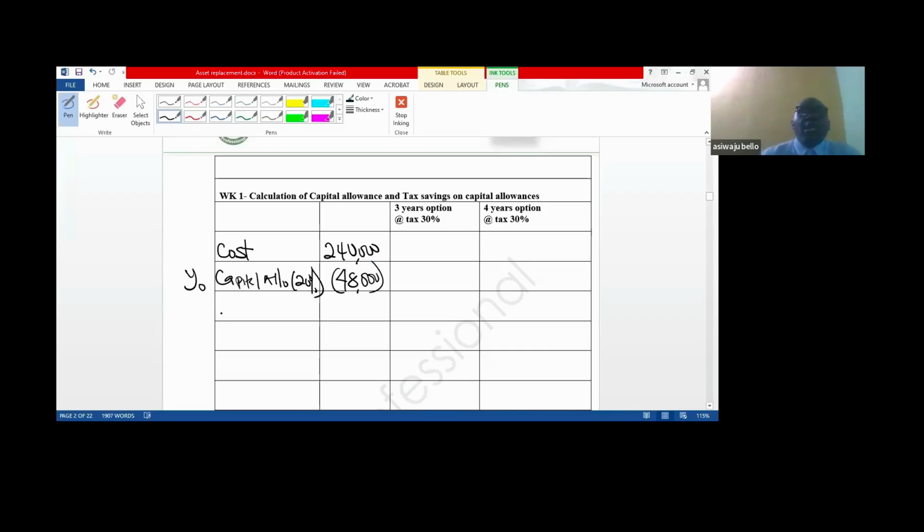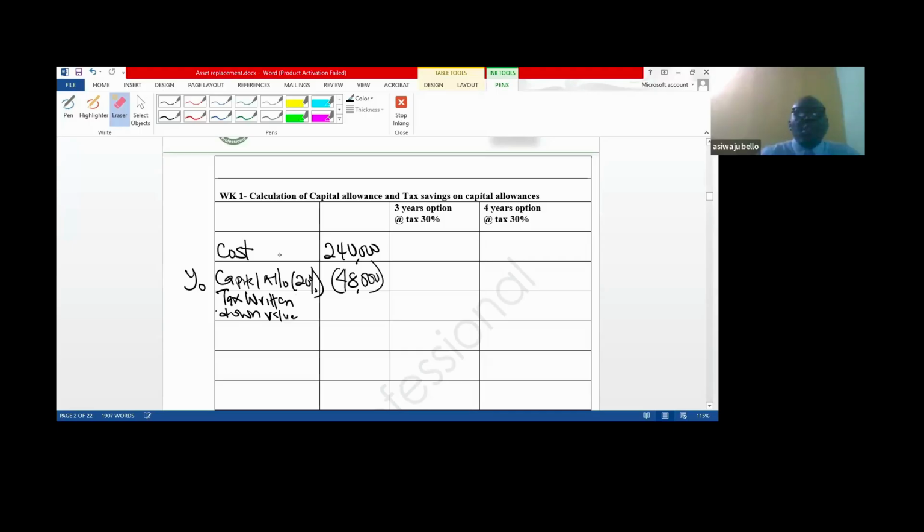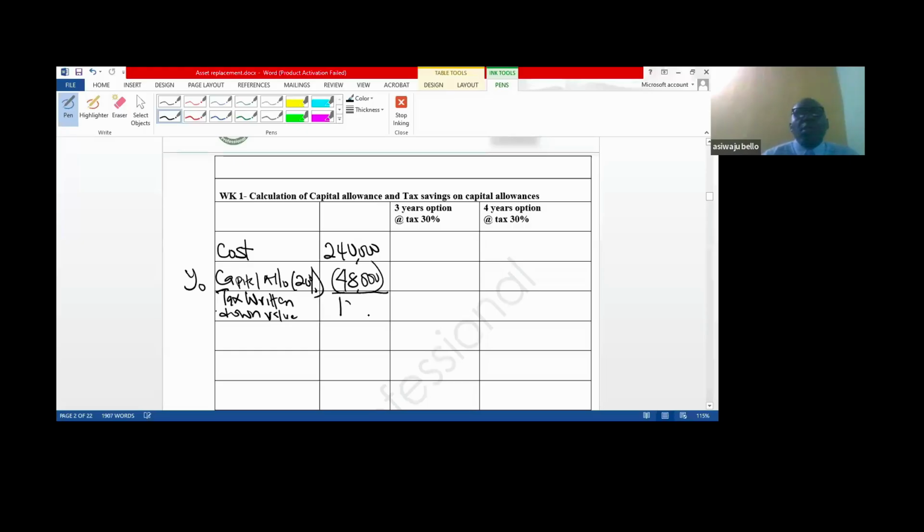The difference is I'm not using reducing balance. That will give you the tax written down value. Please, the difference: 240 minus 192. That gives me how much? 192,000.